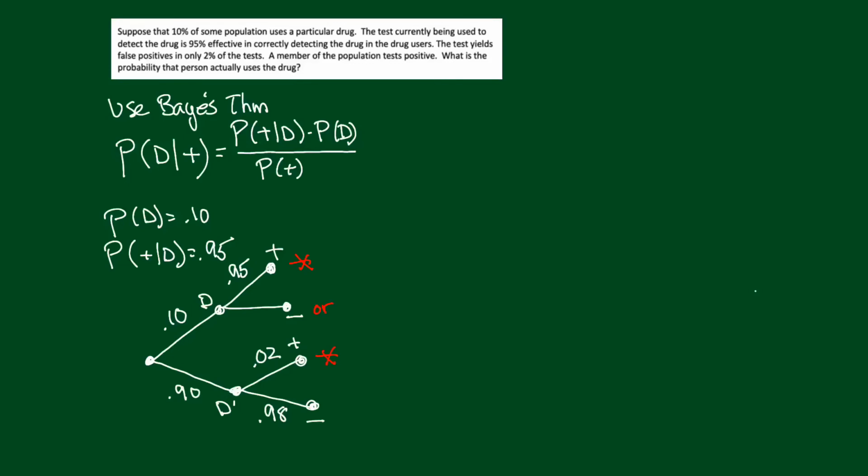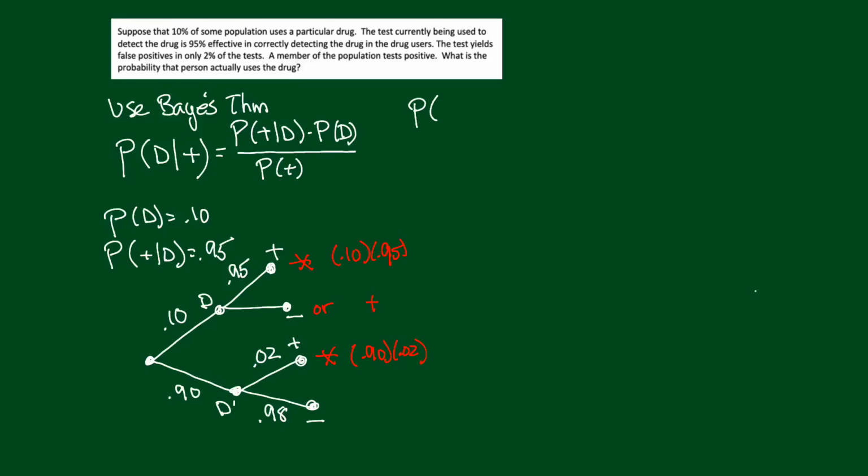Now, to get the top one, we're going to be here. This is going to be 0.10 times 0.95. The or is a plus. Or you could be down here. And how do you get to that plus? You have to go down here and here. So it's a 0.90 times 0.02. All right, so we're close. Let's plug our numbers in.